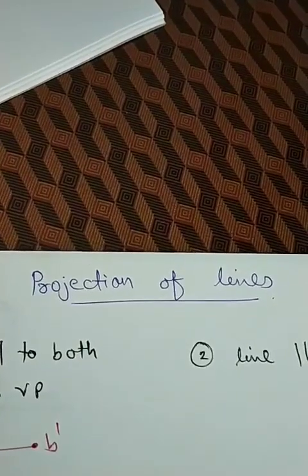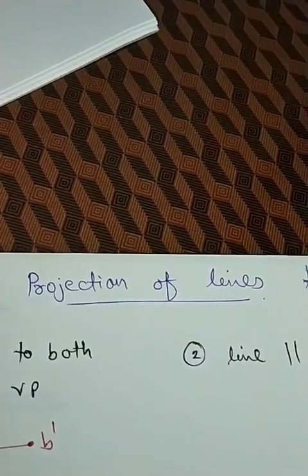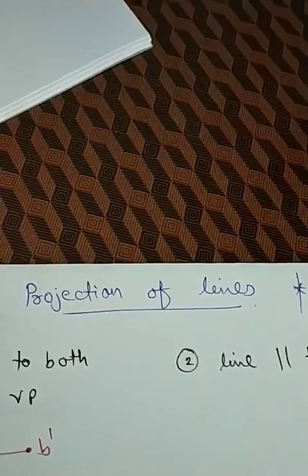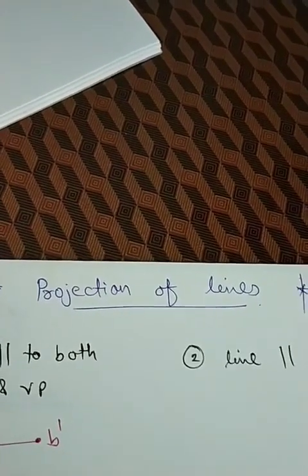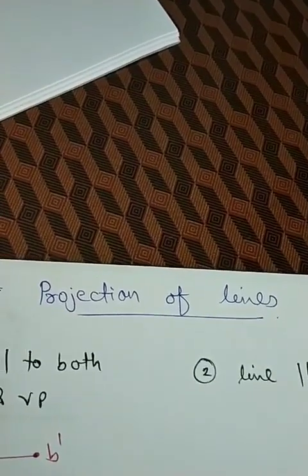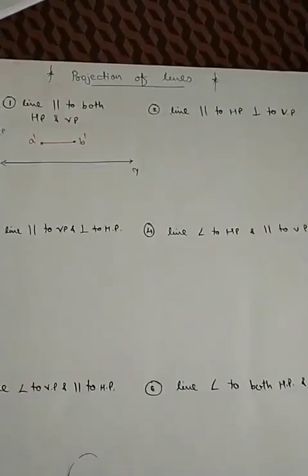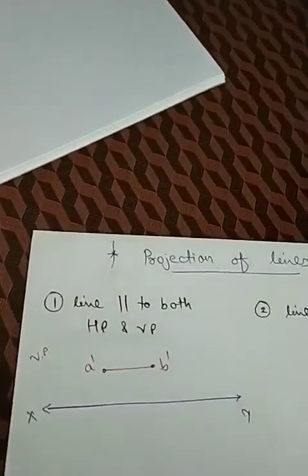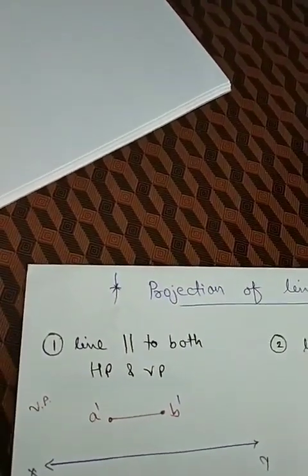Students, in this video we are going to understand the basics of projection of line. You already know about 9 different positions of projection of a point. Likewise, we have 6 different positions for lines. The first position is called line parallel to both HP and VP.